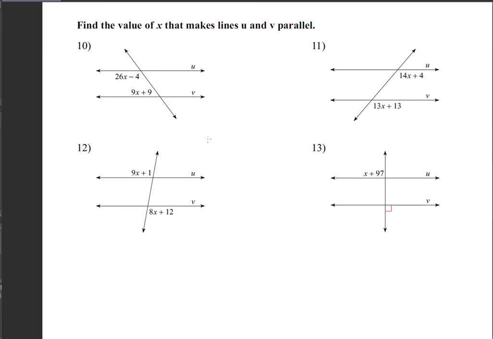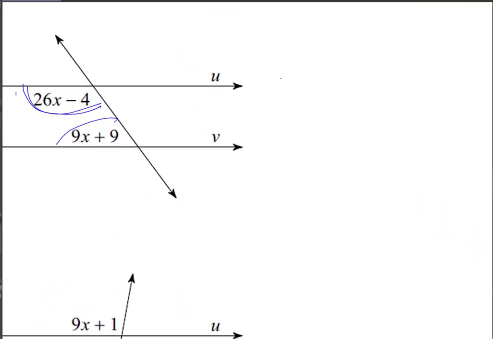So now it's going to be slightly harder because they're not just talking about an angle now. They're talking about the x value that would make this true, right? So if I look at this angle here and this angle here, these are same side interior angles, and as we said earlier, same side interior angles, or consecutive interior angles, are supplementary. So together those have to add up to equal 180. So I'm going to take 9x plus 9, add to that the 26x minus 4, and set that equal to 180.